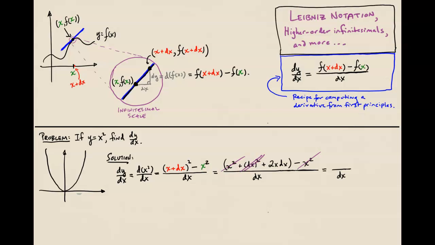So what are we left with? Dx downstairs, and all we have upstairs is 2x dx. And this is terrific because we have a factor of dx upstairs and another one downstairs, so they cancel out, leaving us with 2x. Hallelujah, our work is done. We have found that if y equals x squared, then the derivative of y with respect to x is 2x. That is, the derivative of x squared with respect to x is 2x.